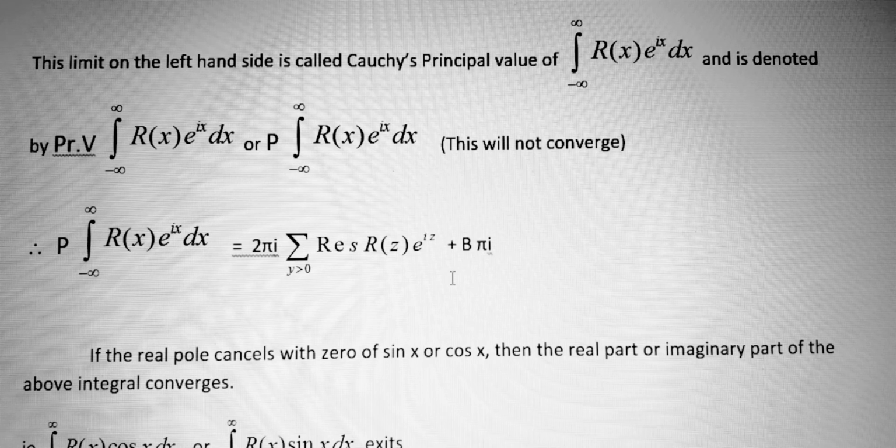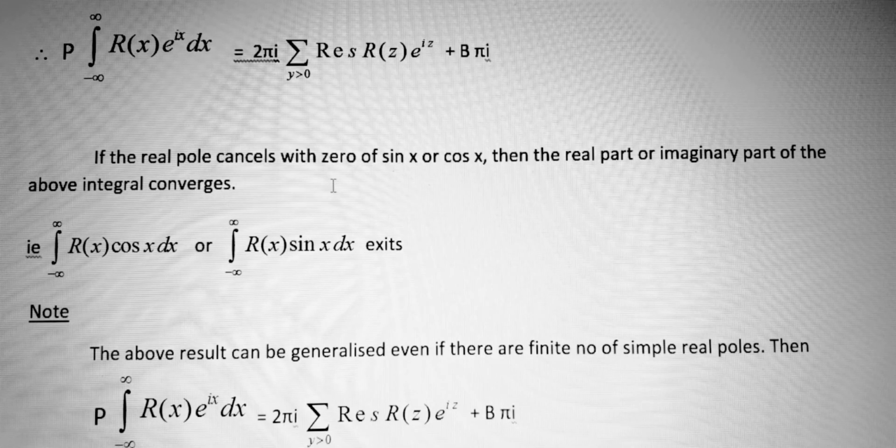If the real pole cancels with a zero of sin x or cos x, then if we find this integral, the real part or imaginary part of the above integral converges. That is, the real part, the integral from minus infinity to infinity of r(x) cos x dx, or the imaginary part, the integral from minus infinity to infinity of r(x) sin x dx, converges, or these integrals exist.